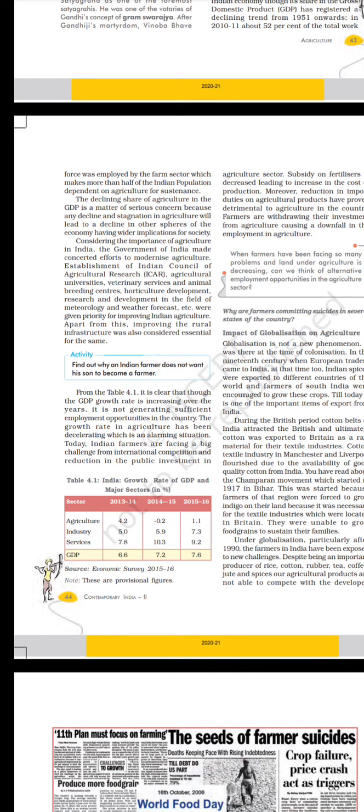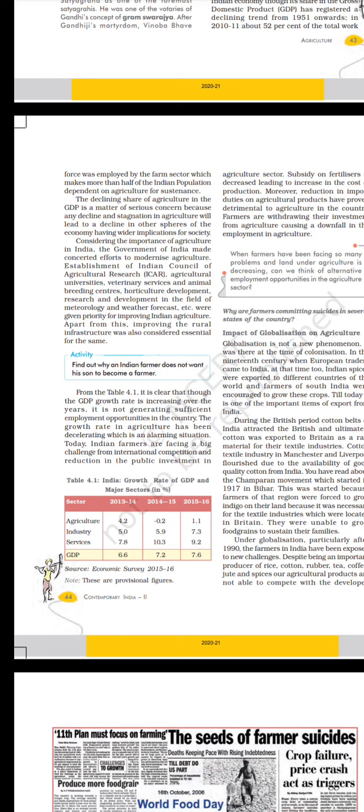Globalization is not a new phenomenon. It was there at the time of colonization in the 19th century when European traders came to India. At that time too, Indian spices were exported to different countries of the world and farmers of South India were encouraged to grow these crops. Till today, it is one of the important items of export from India. During the British period, cotton belts of India attracted the British and ultimately cotton was exported to Britain as a raw material for their textile industries.